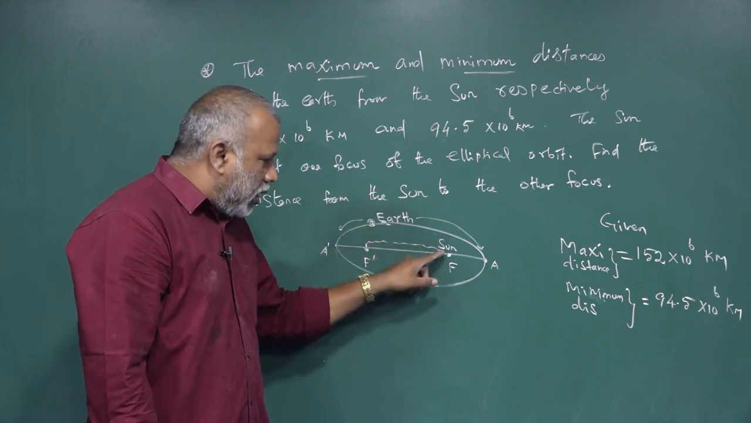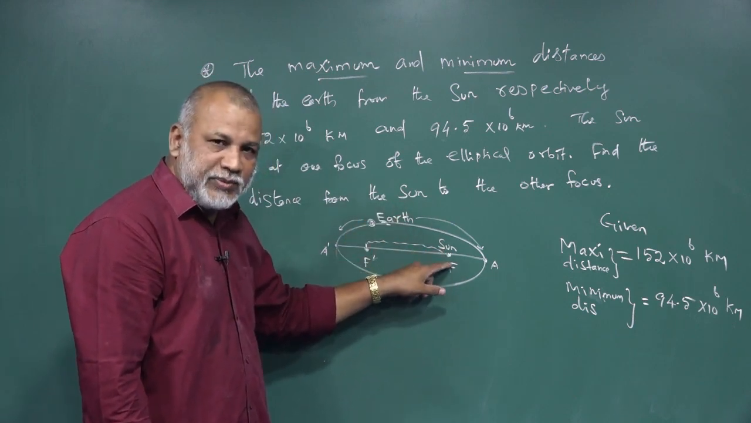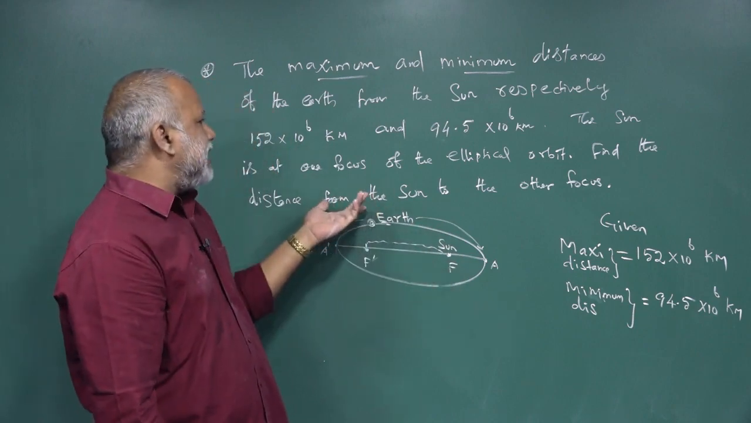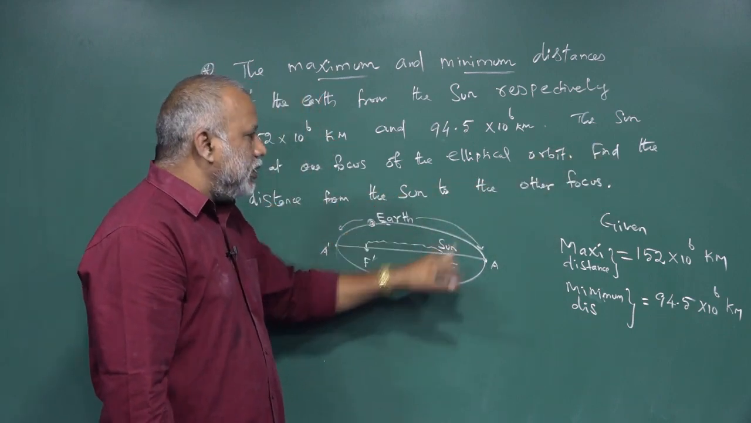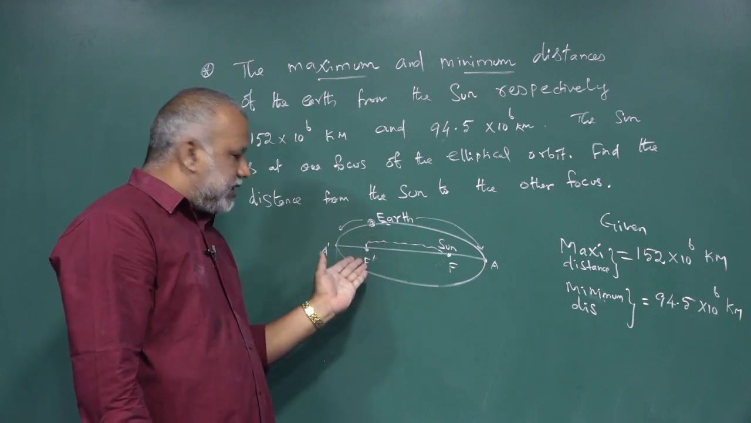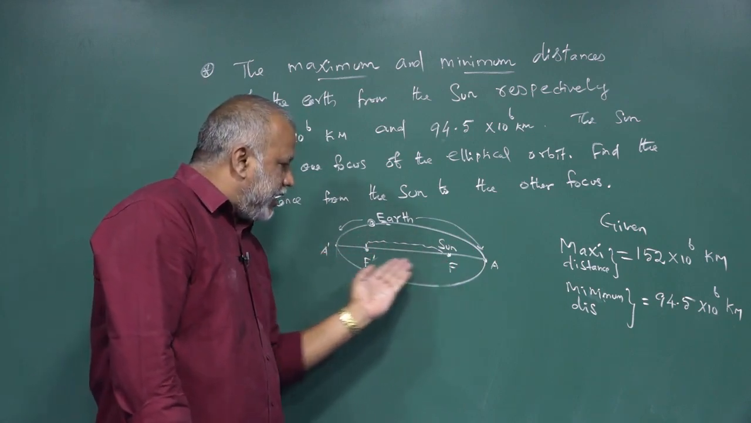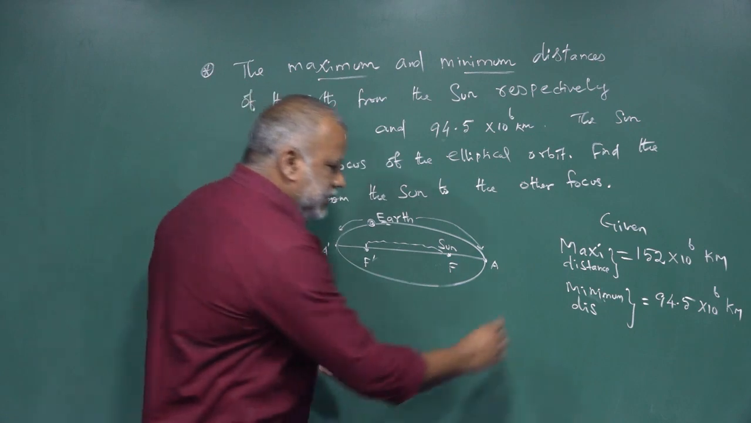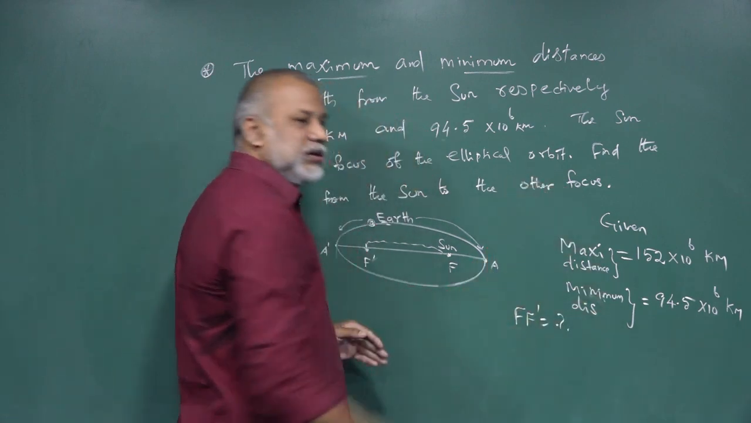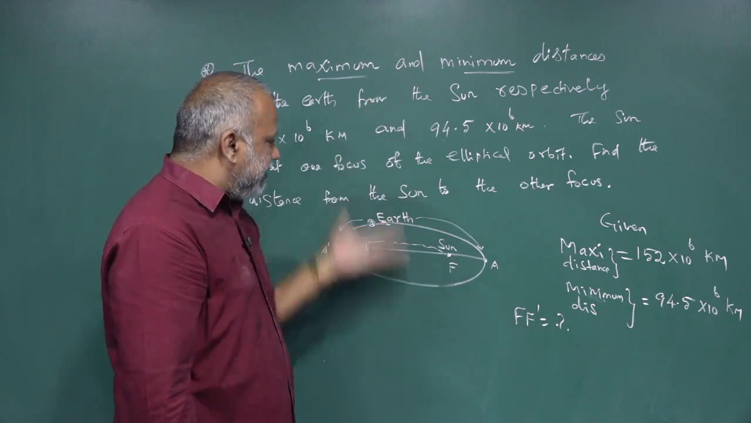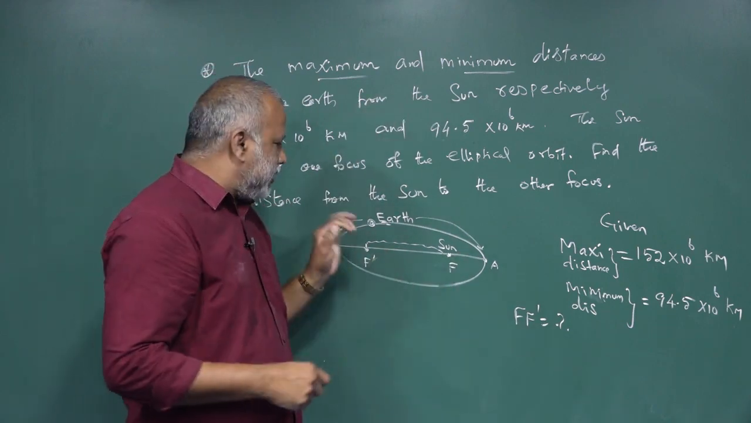At one focus, the sun is already placed. The question asked is to find the distance from the sun to the other focus. So the other focus must be here. Therefore, we need to find F dash. The question asked is F dash, that is the question mark we need to find. So as per the given data, take the concept first.